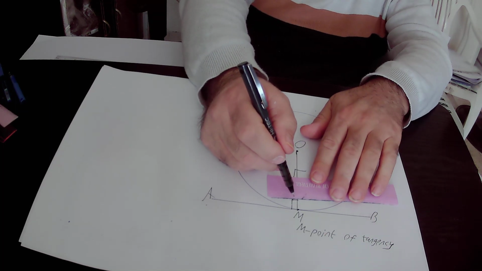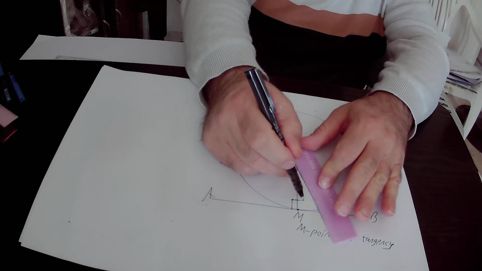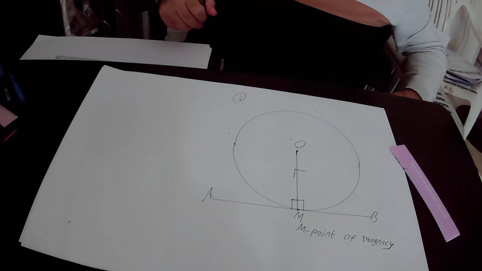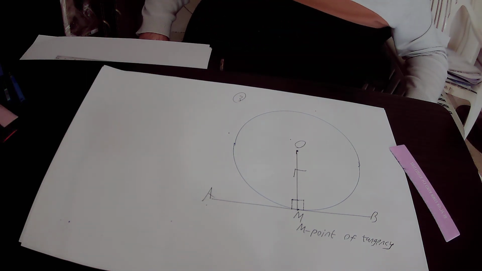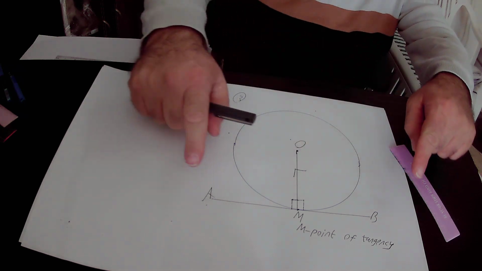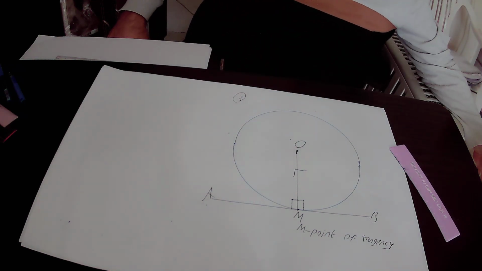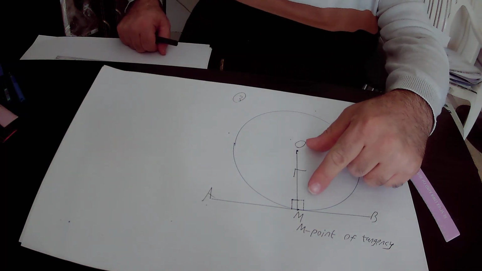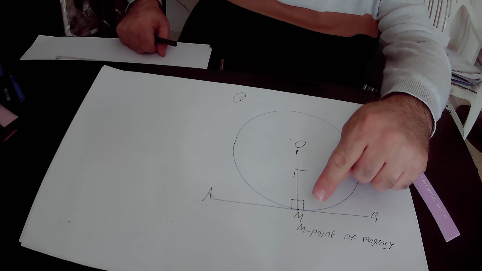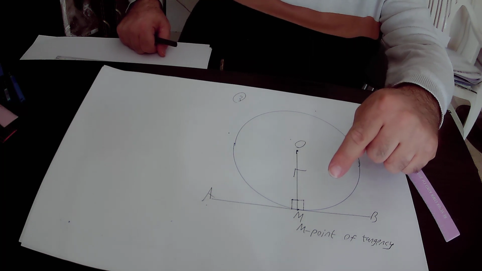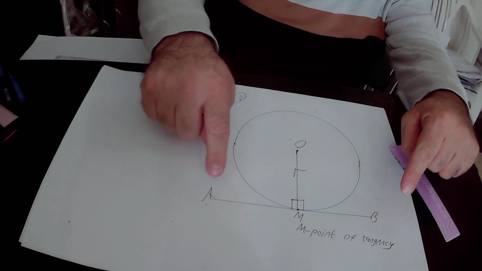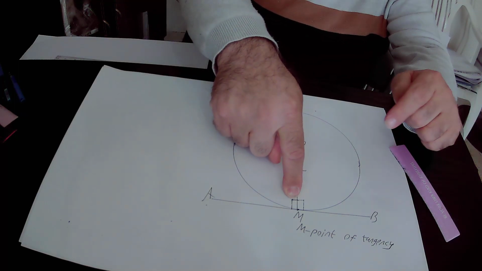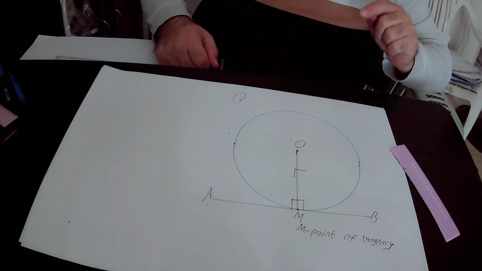And this angle also equals 90 degrees. So I'll read rule number 2 again. According to rule number 2, a tangent to a circle, that is to say tangent AB, is perpendicular to the radius drawn to its point of tangency. So because this radius is drawn to the point of tangency, that is to say to point M, therefore the tangent AB is perpendicular to this radius. That is to say this angle equals 90 degrees, and this angle also equals 90 degrees.